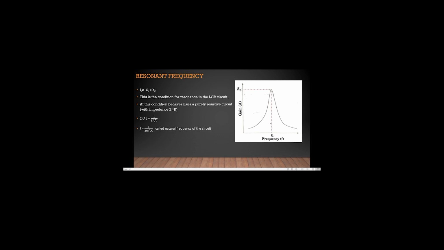Bandwidth can be calculated by dividing the voltage by root 2, which will divide the graph into 2 points, F1 and F2. Subtract those 2 points to get the bandwidth. Dividing the resonant frequency by the bandwidth results in the quality factor. The higher the quality factor, the more efficiently the LCR circuit produces the maximum amplitude. That's the end of the theory part. Now let us jump into the experiment part.